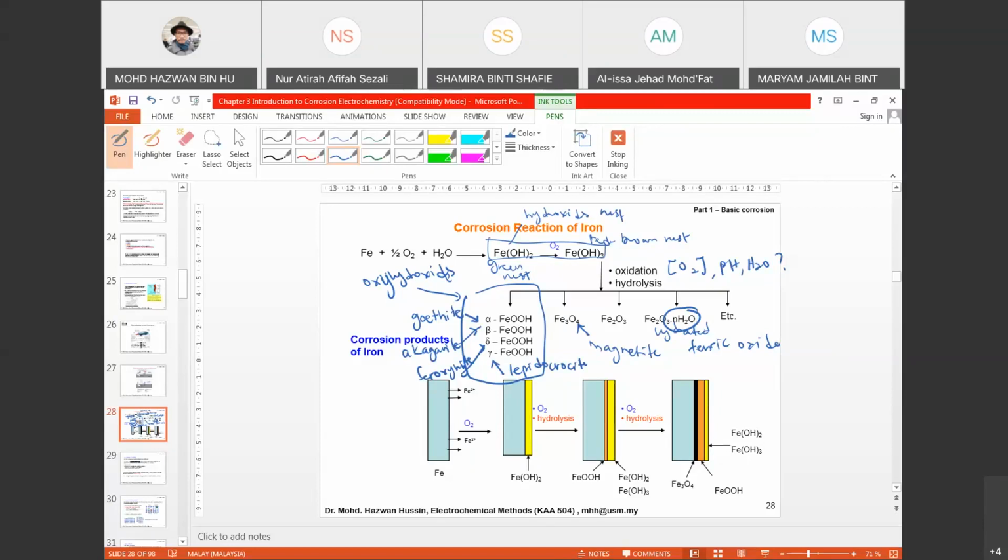Is it XRD, Doctor? Yeah, correct. The method that we will use to determine which type of rust, which phase, for a rust product, is normally XRD. This is known as X-ray diffraction.